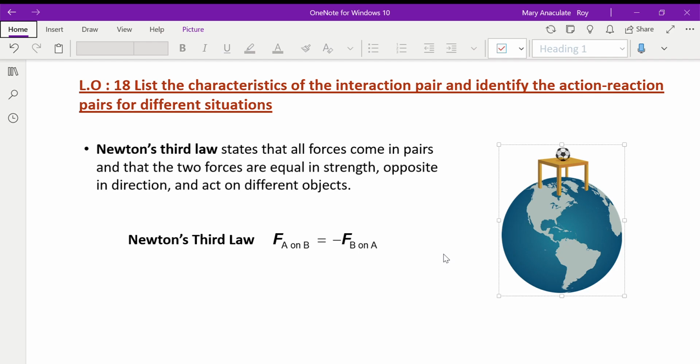Now let's move to the writing part, question number 18. The lesson objective is as such: list the characteristics of the interaction pair and identify the action and reaction pairs of different situations. So we have moved on to Newton's third law.